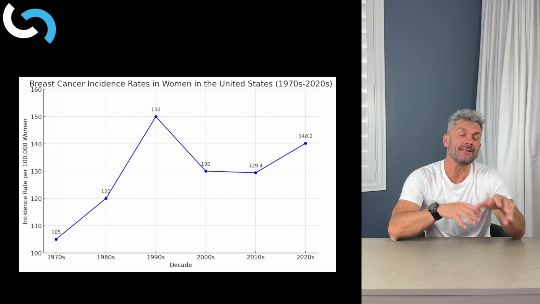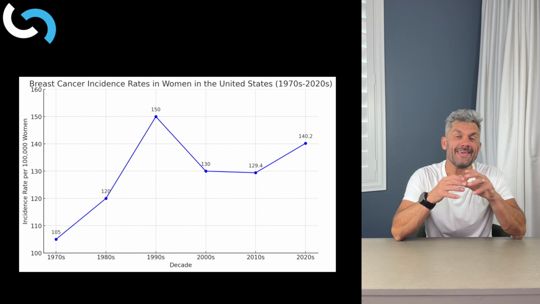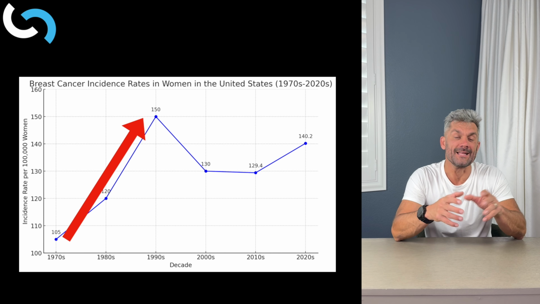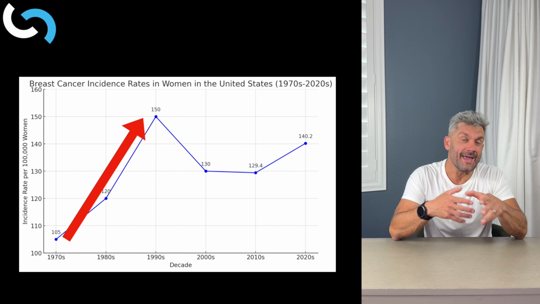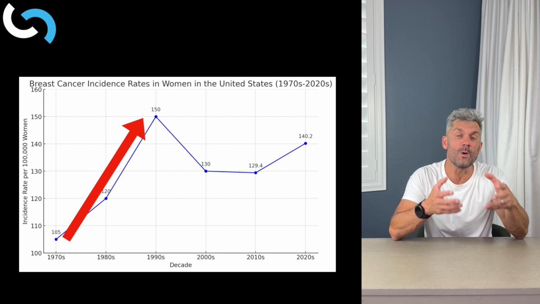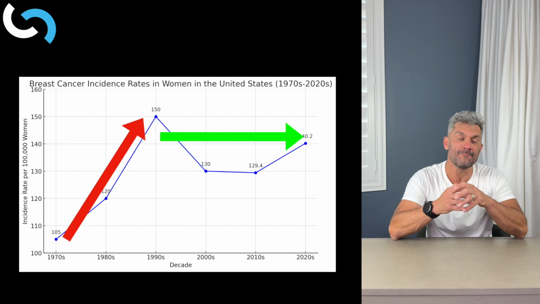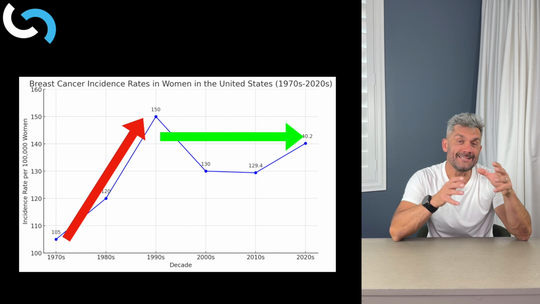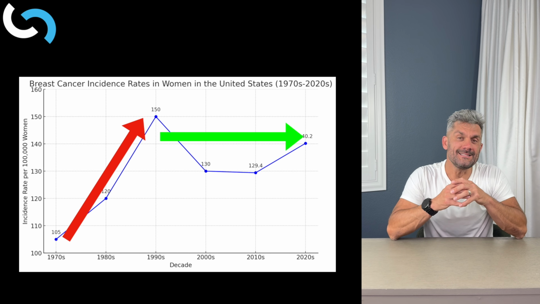Now, if we look between the 1970s and the 1990s, we saw a dramatic increase in the incidence of breast cancer, the number of new diagnoses every year. Now, a lot of that was due to increased surveillance programs and increased awareness and knowledge of breast cancer and what to look for, okay? Now, why was there that dramatic decrease in the 1990s and then it's remained kind of stable since that time?